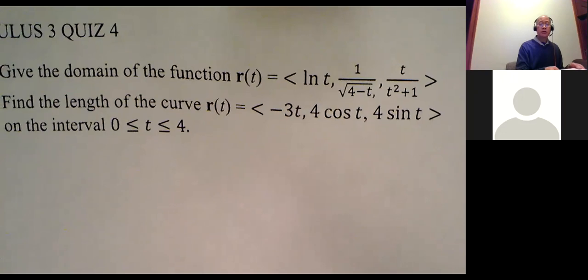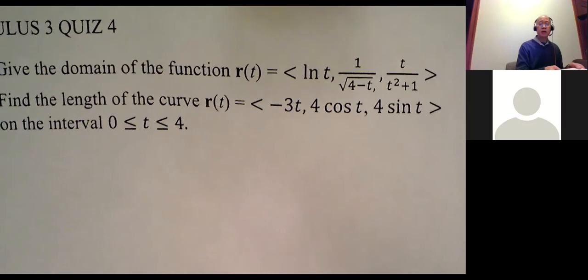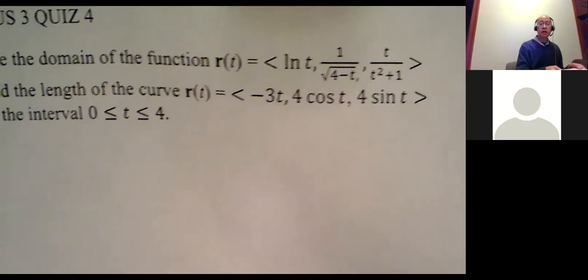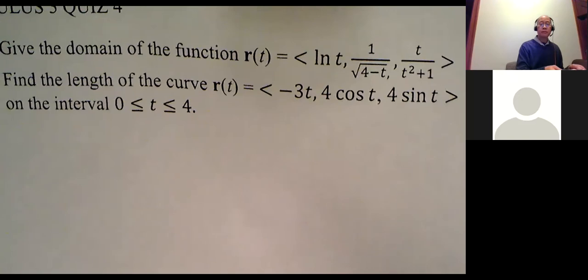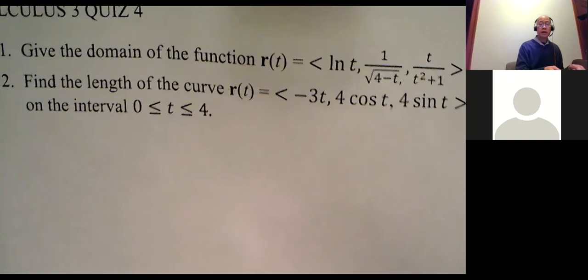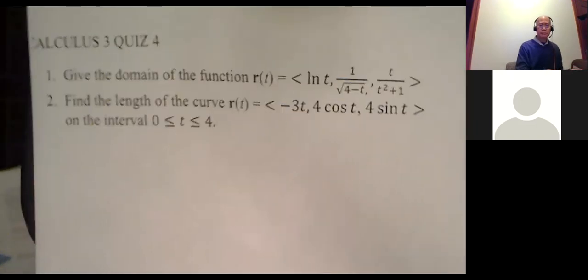Second one, find the length of the curve r of t is negative 3t, 4 cosine t, 4 sine t on the interval from 0 to 4. A hint is that it actually comes out nice.